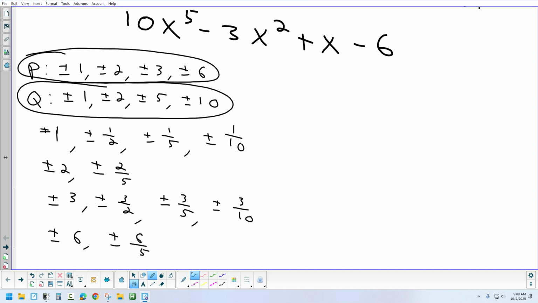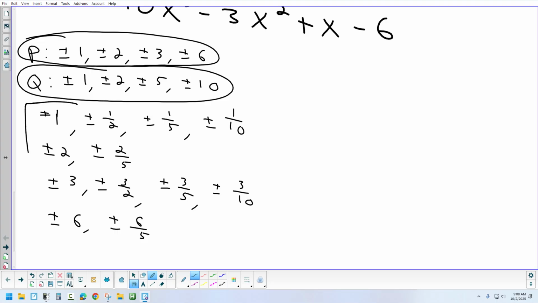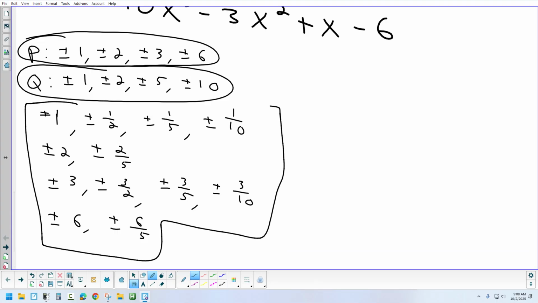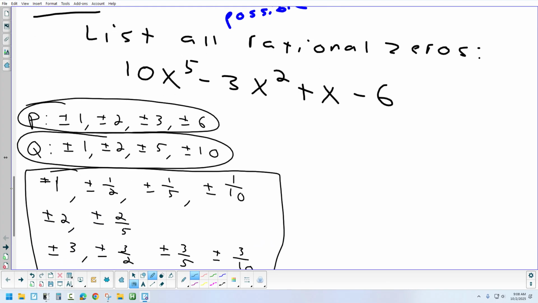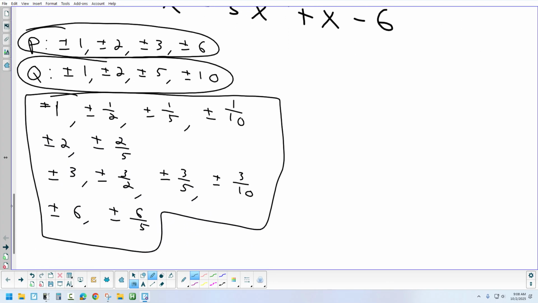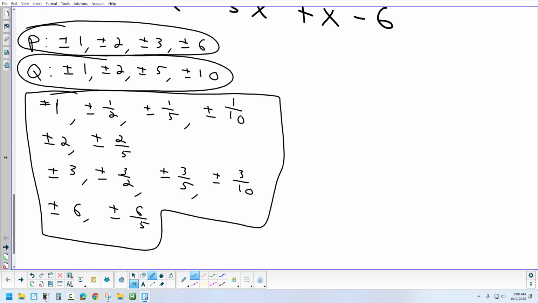So, these are all the possibilities generated from the rational root theorem. If this graph is going to cross at a place on the x-axis that can be written as a fraction, it has to be one of these values. And it might be none of them. So if it doesn't cross at a place that's a fraction, then none of these are going to work. But that's how you generate the list of possibilities.